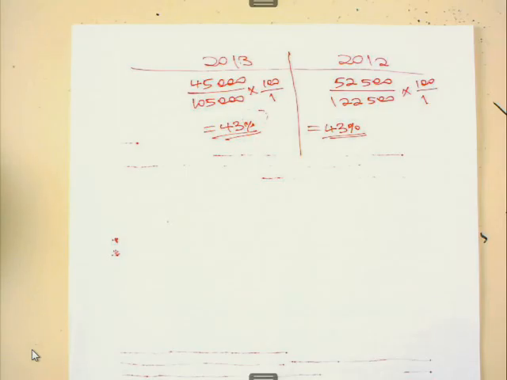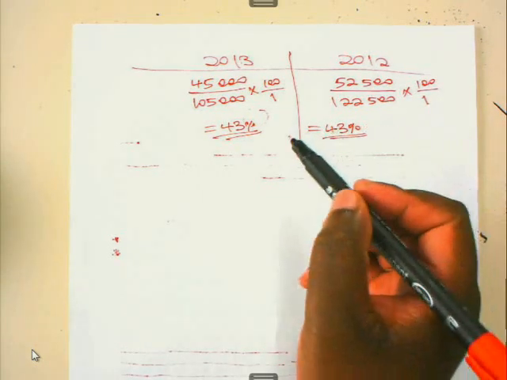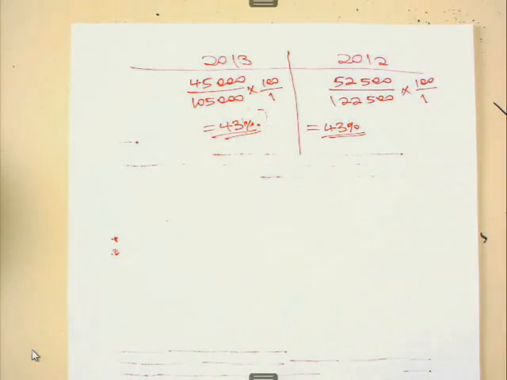What does it tell you? We said earlier, if the ratio drops, then there must be problems with the stock control in the business. But now the ratio remains the same. The ratio is the same for 2012, it's 43%, and even for 2013, it's 43%.